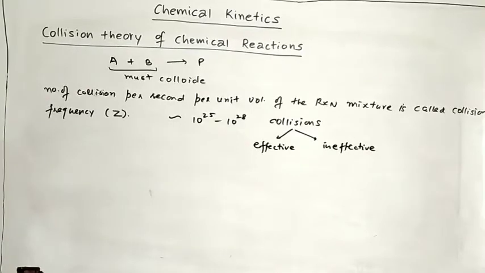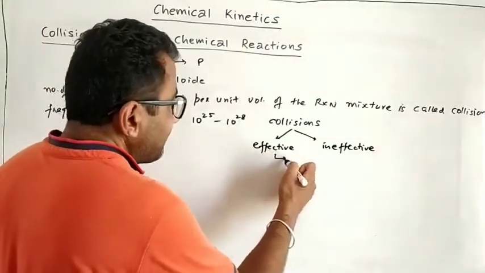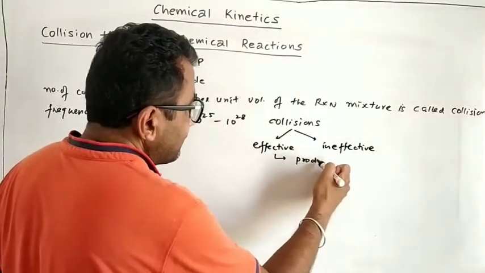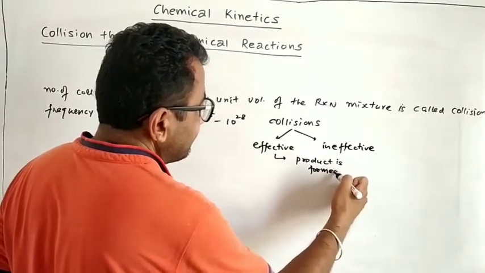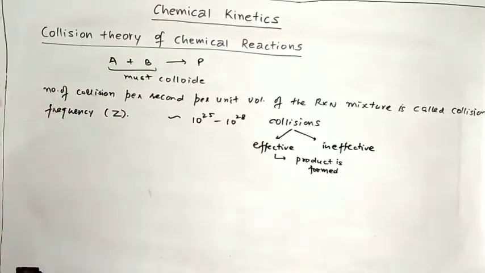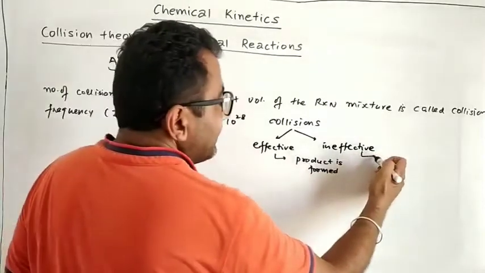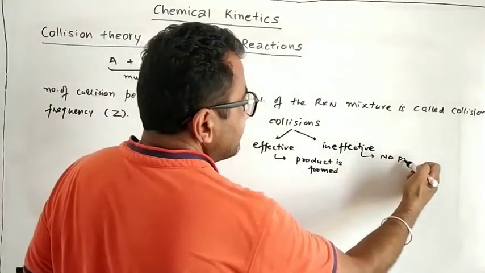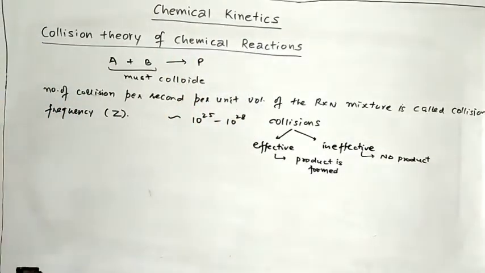ओके. So in order to make the collision effective, collision का मतलब क्या है? In which the product is formed. Then only you will say this is effective collision. That two molecules collide, product is formed. If the two molecules collide, nothing is formed, that is called an ineffective collision. No product.